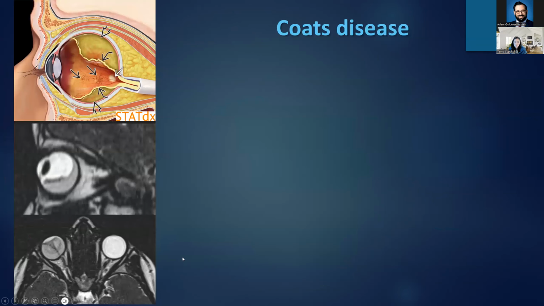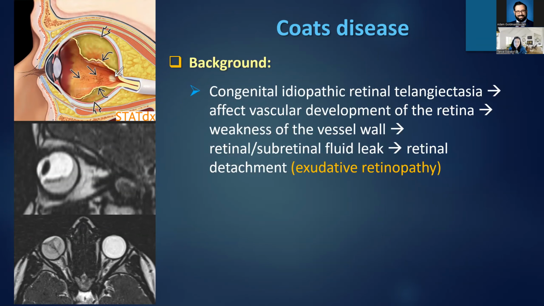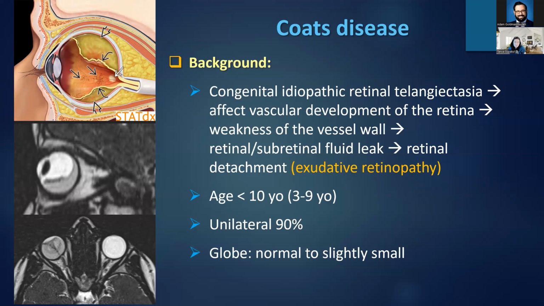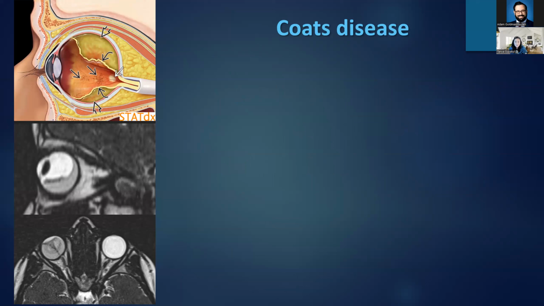So this patient turned out to have Coats disease. This is an exudative retinopathy that happens because of abnormal retinal telangiectasia that affects the vascular development and causes leakiness of the vessels, with subretinal or retinal fluid leak. So that's why there is fluid accumulation in the subretinal space. It usually happens in patients less than 10 years old, usually unilateral, and the globe is usually normal or smaller in size, because this is an abnormal development. And we should not see any calcification or any underlying mass at all.